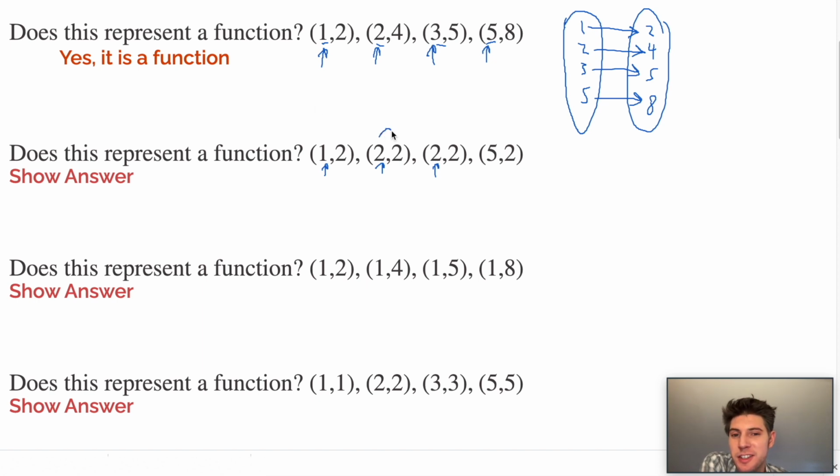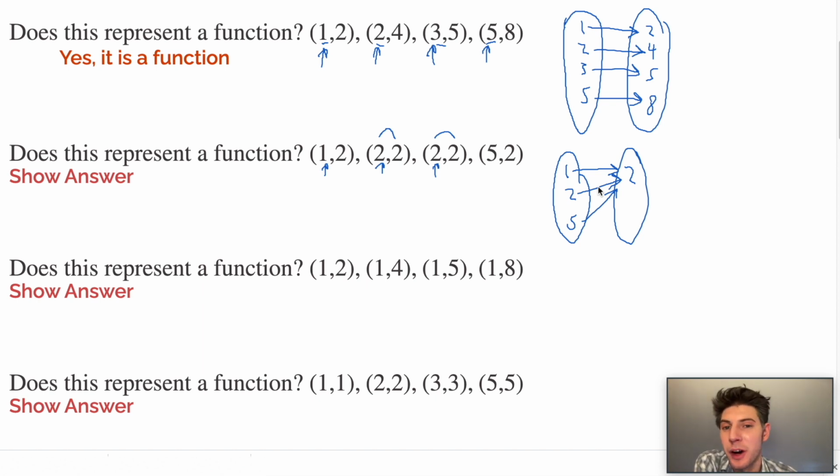But if you notice, it's the same point twice. The 2 is just being mapped to 2. So if we did a mapping here, 1, 2, and 5, and then the range is 2. 1 goes to 2, 2 goes to 2, and 5 goes to 2. So each of these x's are only going to one y. It's fine that they're all going to the same y. That doesn't matter. Having all these as 2 doesn't make it not a function. That's totally fine. So this one's fine. The answer to this one is yes.